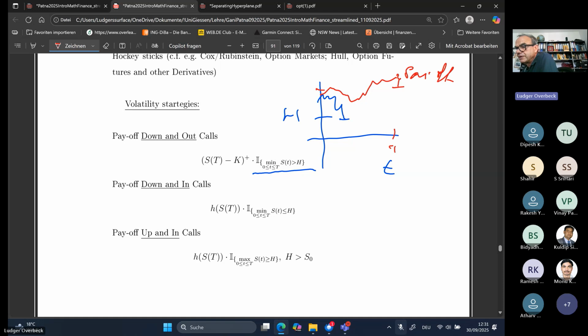But you can also say, okay, I only want to get the money if at some point in time before it falls below H. Or you can say, okay, that's another option strategy.